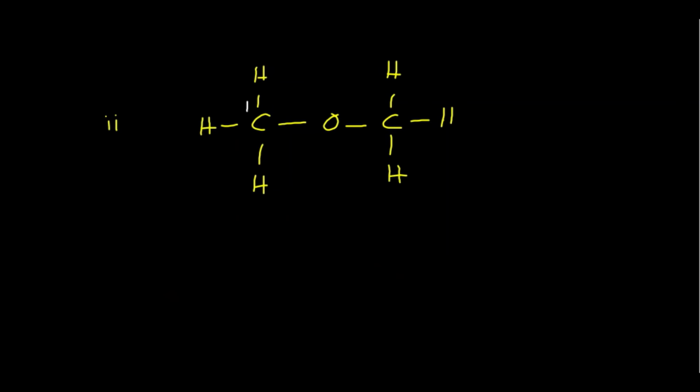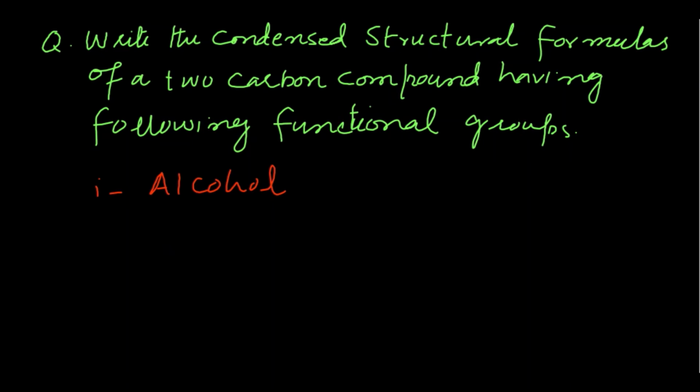Right students, now we do the numbering, 1, 2. Now we will write its condensed structural formula. With the first carbon, how many hydrogen atoms are attached? Yes, there are 3 hydrogen atoms attached with the first carbon, CH3, O, and with the second carbon again we have 3 hydrogen atoms. So this is the condensed structural formula for the given compound.